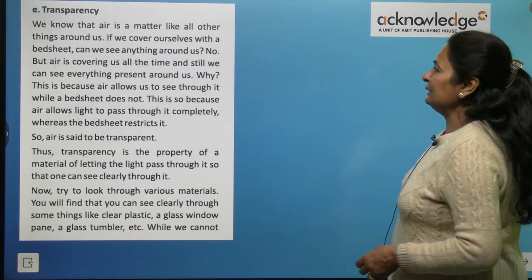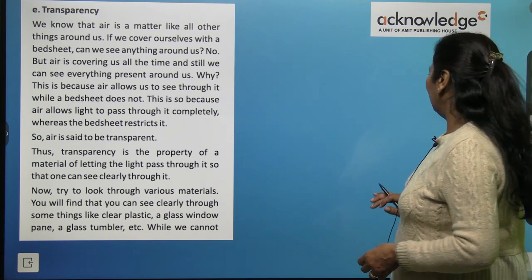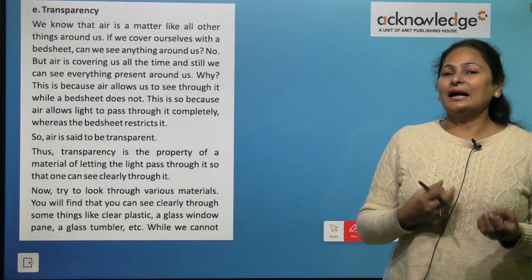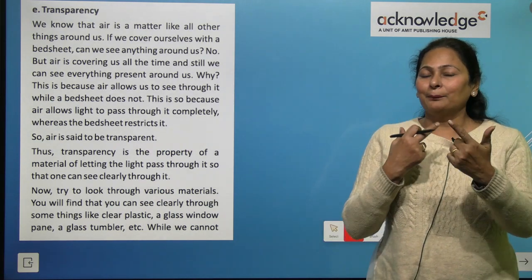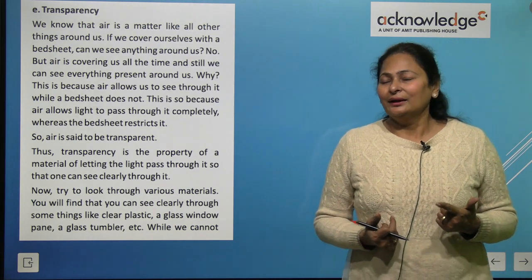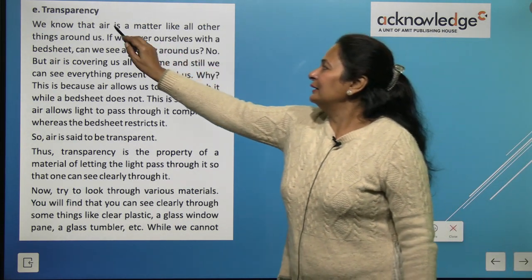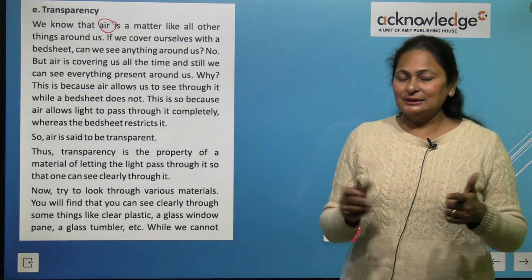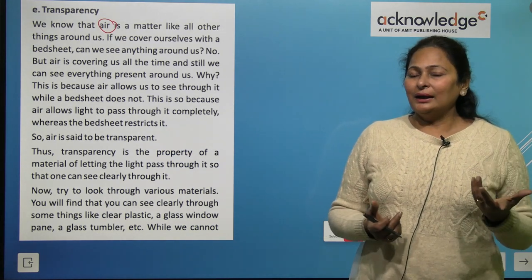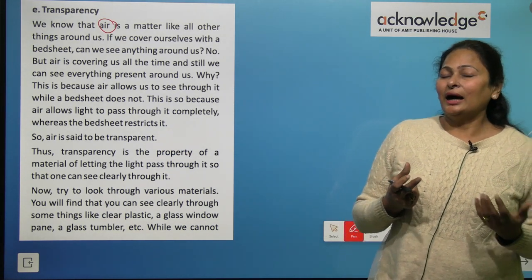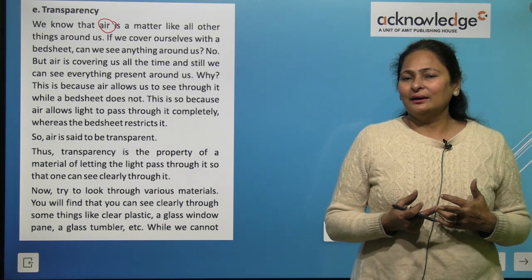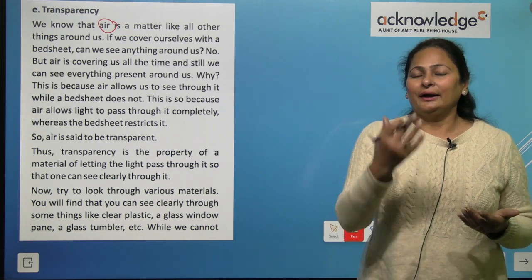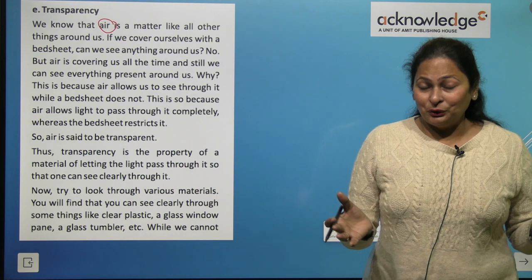So next is transparency. Now we can identify the materials with transparency. Transparency means आप उसके आर पार कितना देख पाते हैं, right? So we know that air is a matter like all other things around. Air surrounds us. Air is everywhere. But just imagine, are you able to see the things clearly? Although air is present here also, you can see me clearly, right? Air is present with you also, around you, right?